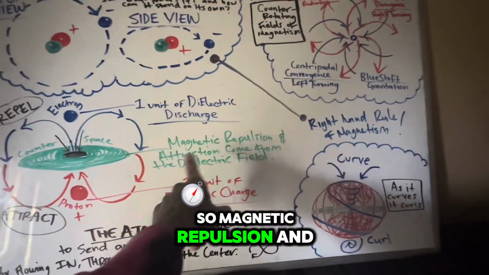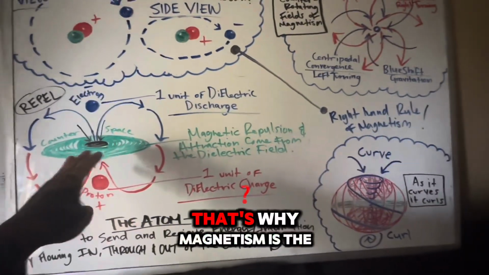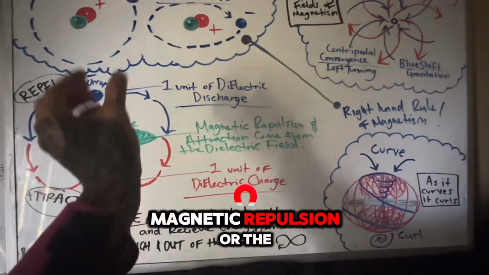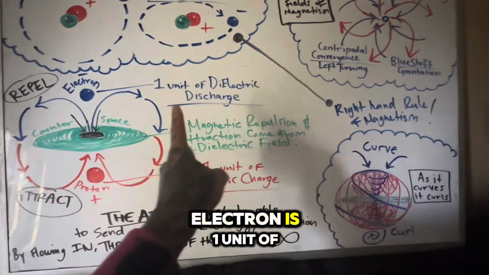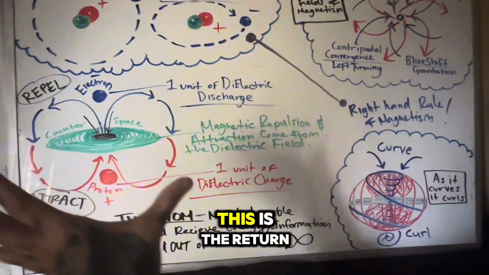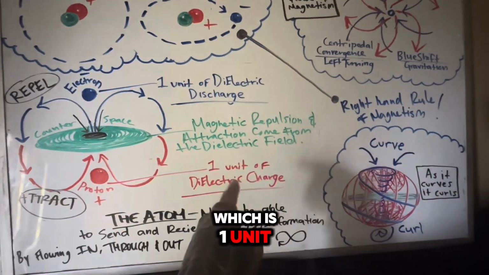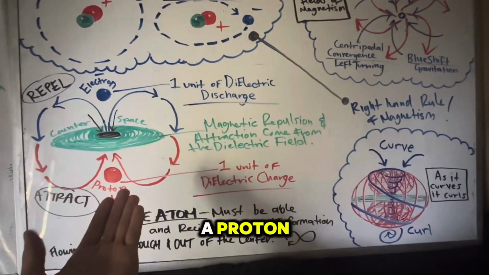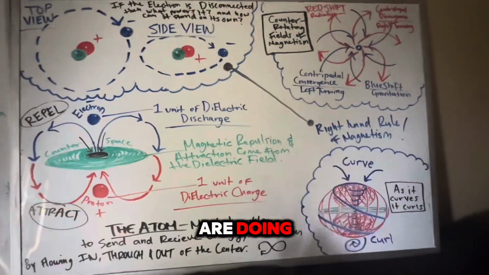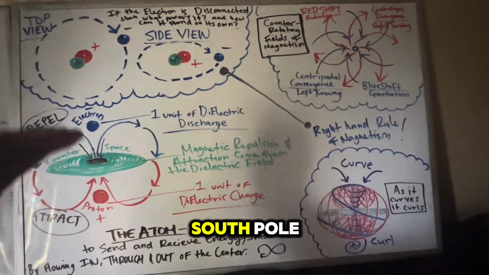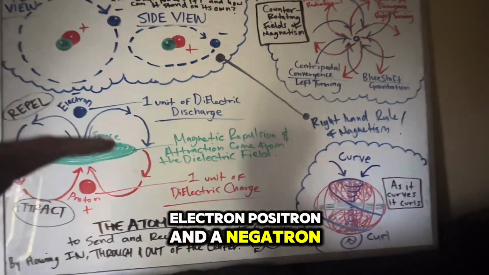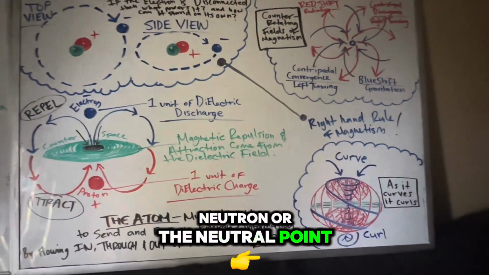So magnetic repulsion and attraction come from the dielectric field. That's why magnetism is the dielectric field. Magnetic repulsion, or the electron, is 1 unit of dielectric discharge. It's the release of dielectricity. This is the return of dielectricity, which is 1 unit of dielectric charge called a proton. This is attraction, this is repulsion, and that's what your atoms are doing. All atoms are polarized with a north and south pole, or a proton and electron, positron and a negatron, and this is the neutron, or the neutral point.